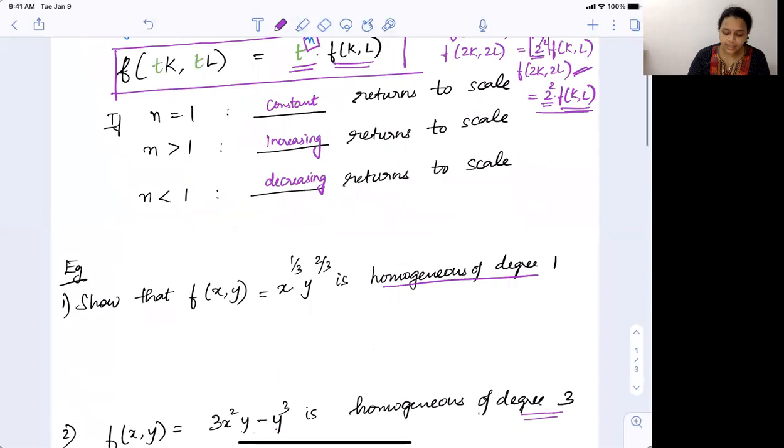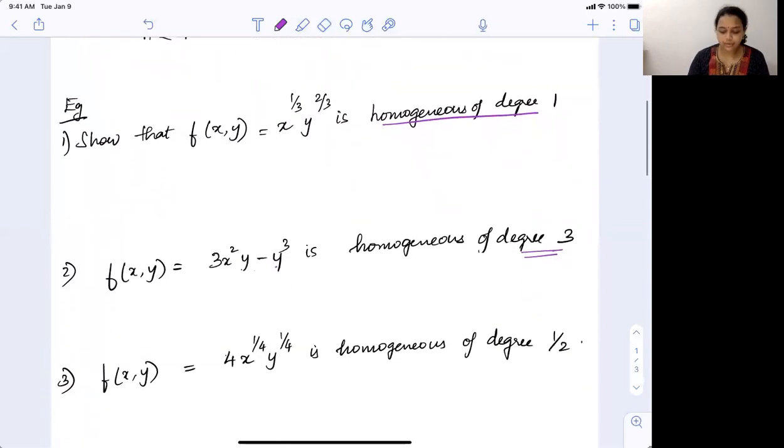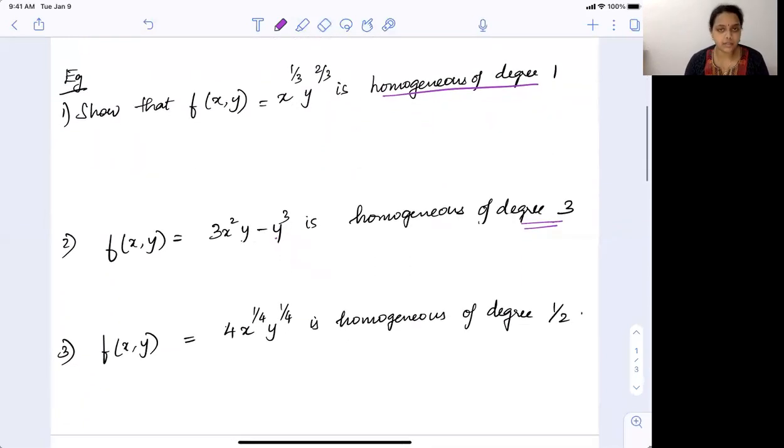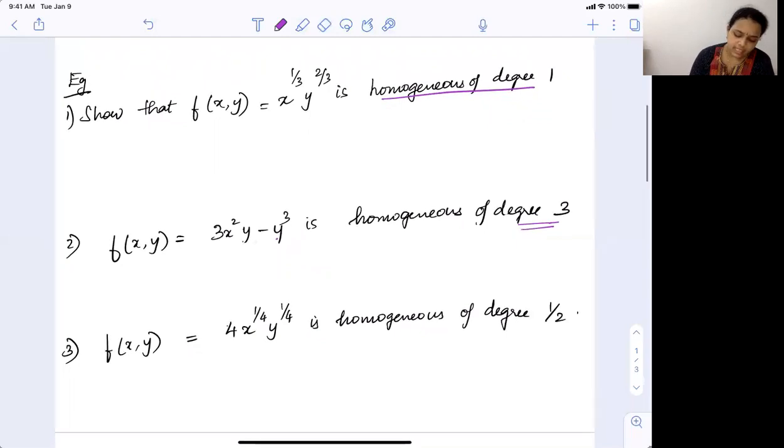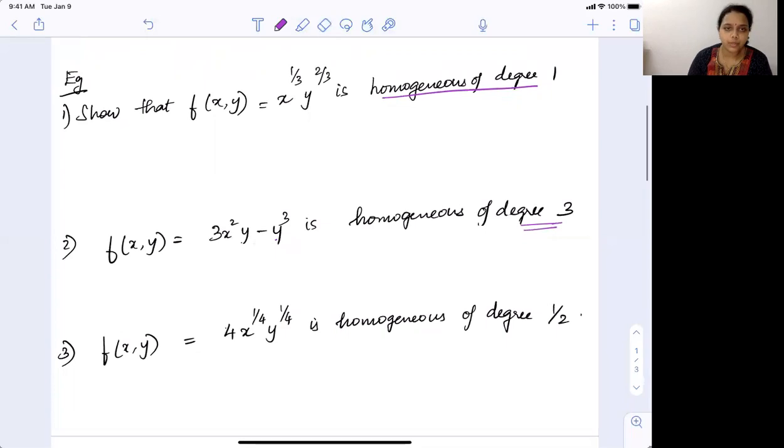So here I have a bunch of examples where I'm asking you to find the degree of homogeneity. Let's see what happens if we change the inputs by a number t. Instead of x and y, I'm going to change the inputs to t times x and t times y. I know how to compute this function. All I have to do is plug in x equal to tx and y equal to ty into this original production function.